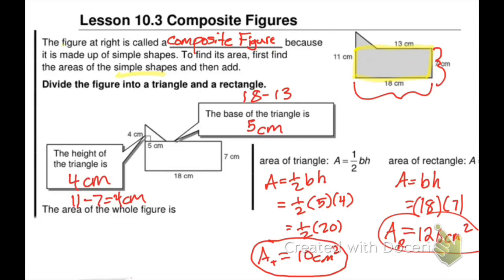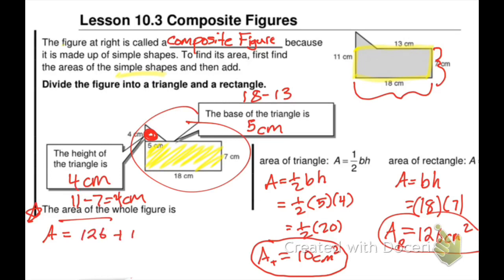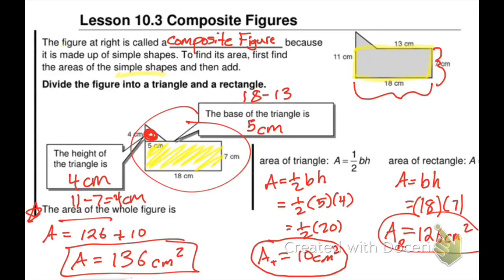So since I've calculated the area of the rectangle and I've calculated the area of the triangle here, to get the total area, I'm going to add them both together. So the total area is equal to the 126 plus 10 to get the area of 136 centimeters squared. That's my total area, and that's my answer. So don't overcomplicate this. Just take the complex shape, break it down into easily calculated area shapes, rectangle, triangles, whatever else. Calculate those individually, add them together. That's all you got to do. Don't forget units.